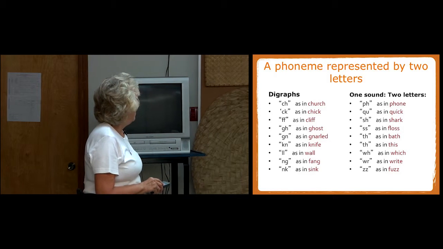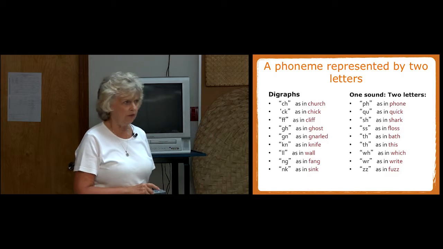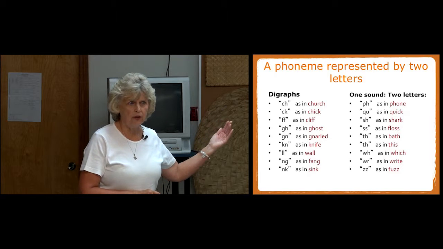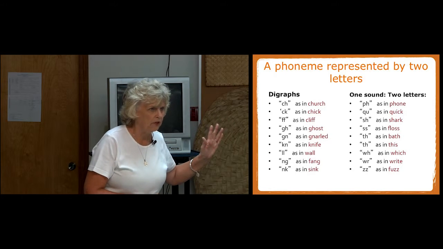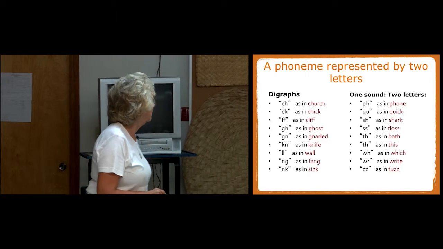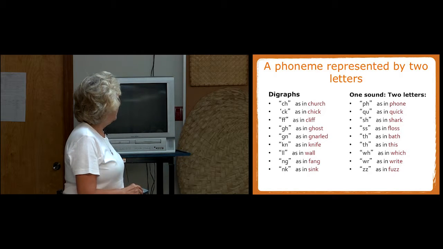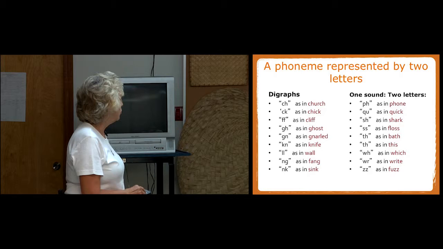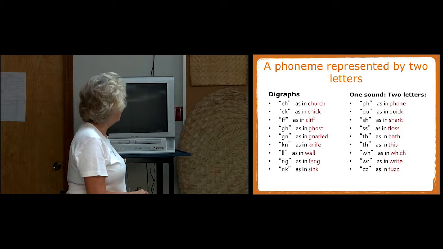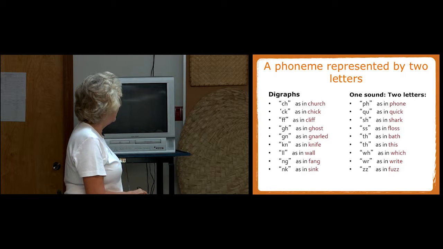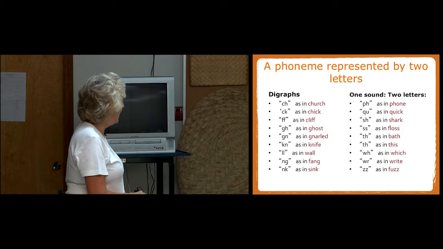Okay, we're getting close. Okay, here's two letters. They don't blend together. We just looked at two letters put together, but these don't blend together. They're different because they make their own distinctive sound, and they're called digraphs. Okay, so you've got digraphs in a CH as in church, a CK as in chick, an FF as in cliff, and a GH as in and a GN as in gnarled, okay? A KN as in and an LL as in NG and NK.